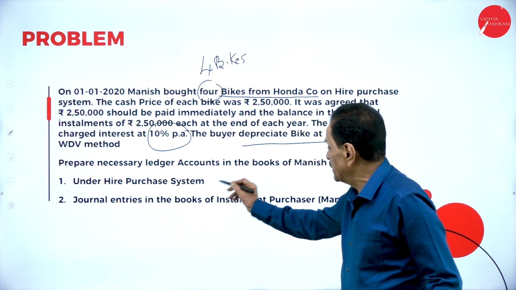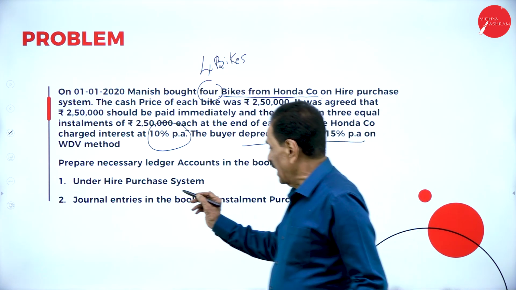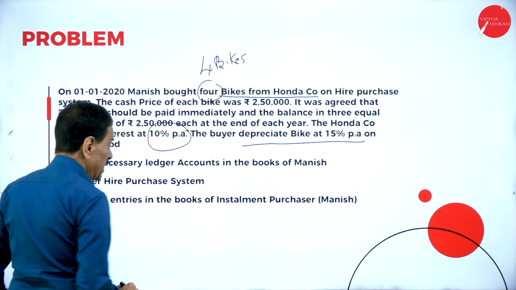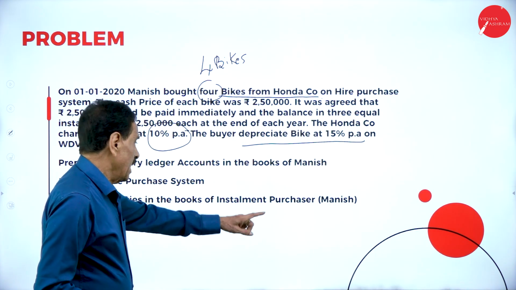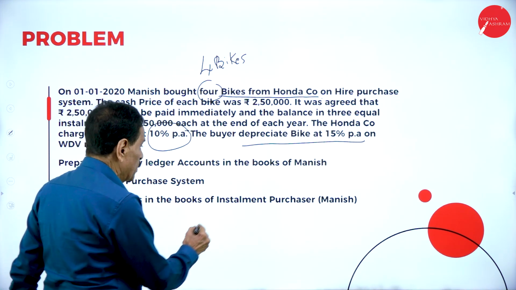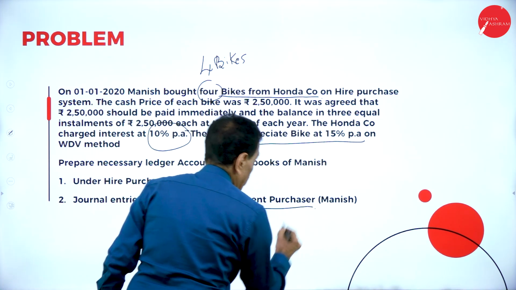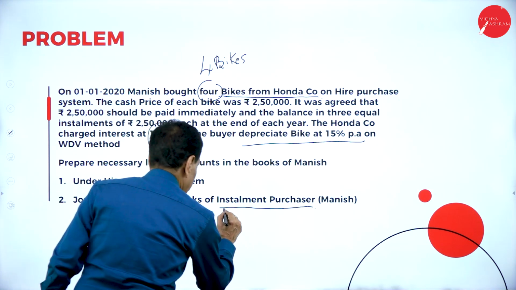Then prepare the necessary ledger accounts in the books of Manish under the hire purchase system, and the journal entry in the books of the installment purchaser. This is the installment system.